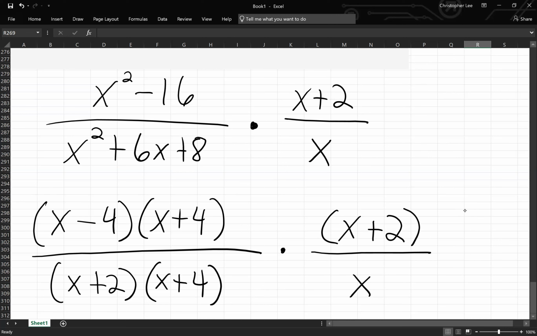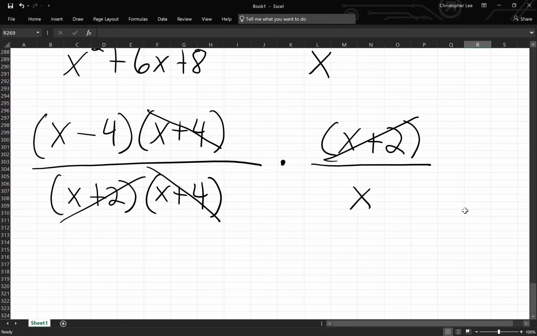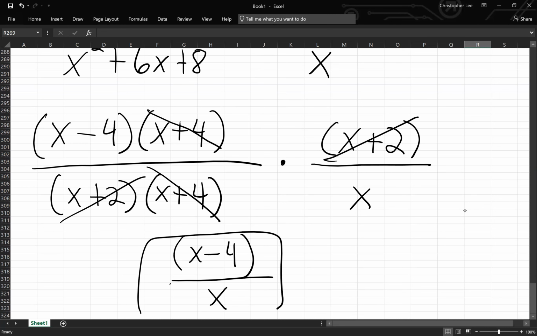After that, just cross out the like terms. I have an x plus 4 here, x plus 4 here, x plus 2 here, x plus 2 here. And then you remember how we multiply fractions, just straight across. That's it, over x. And that's it. Questions on that? Good? All right, let's keep it moving.